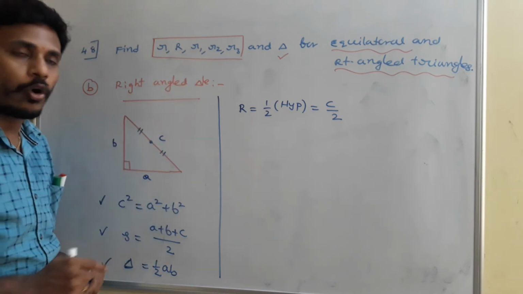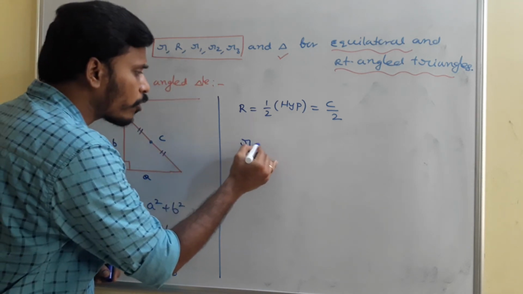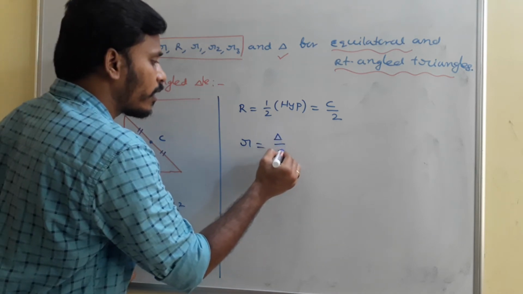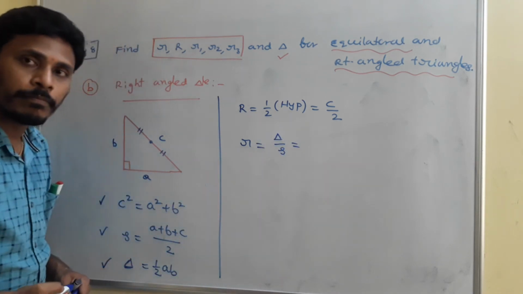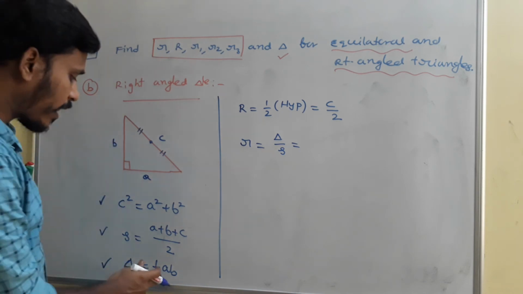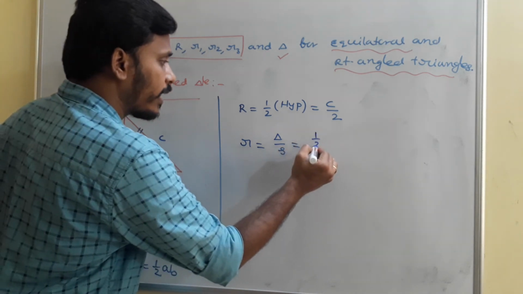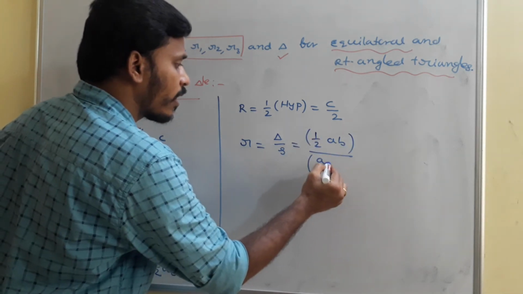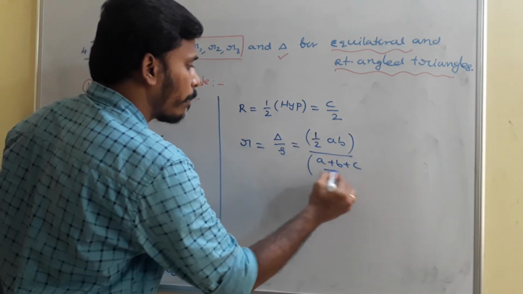So capital R is okay. Then what do you say about small r, the inradius? What is the formula for the inradius? Delta by S. Is it right? Yeah, delta by S. Delta is what? You just look there. Delta is half AB. And S is (A plus B plus C) by 2.